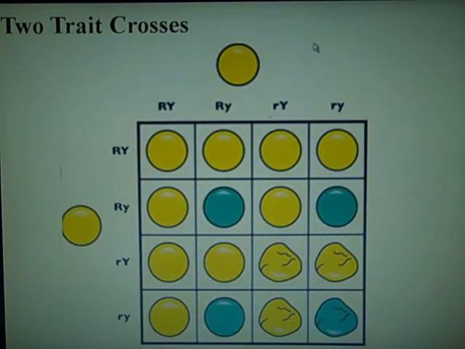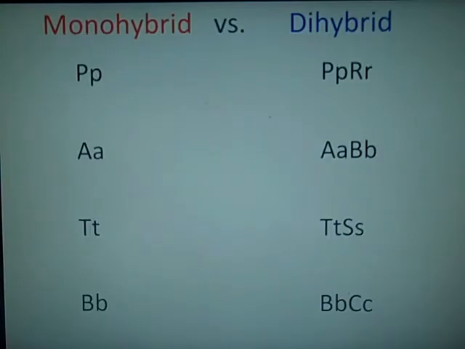We also looked at two trait crosses, in this case the P's, which had the trait of color, yellow versus green, and the trait of shape, smooth versus wrinkled. And solving these worked the same as one trait crosses, you just had more gametes to keep track of. Now there were some shortcuts and important ratios to keep in mind, and in order to keep those in mind, we have to make sure we know the difference between monohybrids and dihybrids.